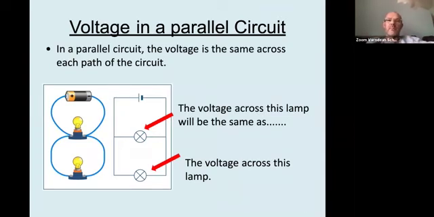There's 2 things you have to remember. Current in series, the same. Current in parallel, splits. That's your current. Potential difference in series, splits. Potential difference in parallel, the same. So you've got to remember current, same, splits. Potential difference, splits, same. So those are your 2 things.